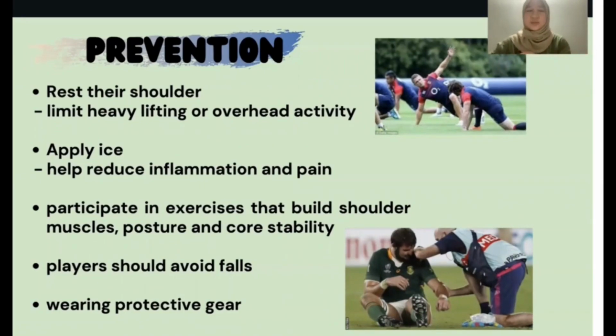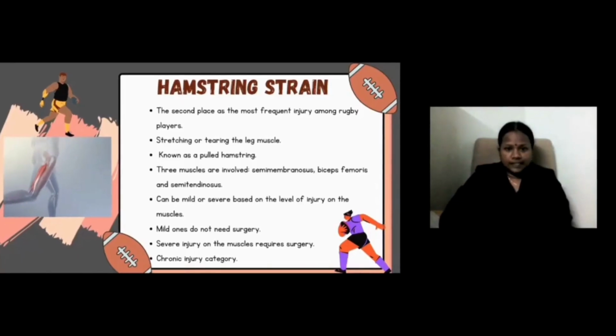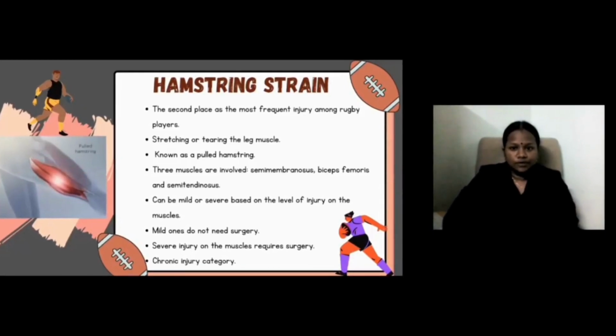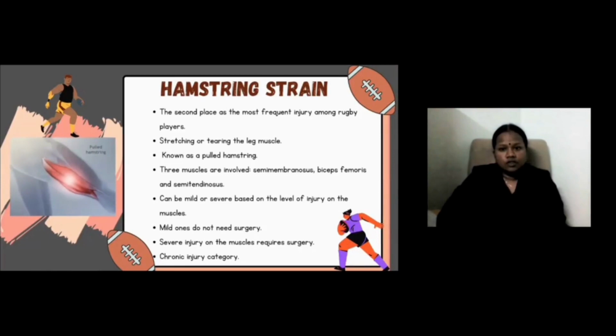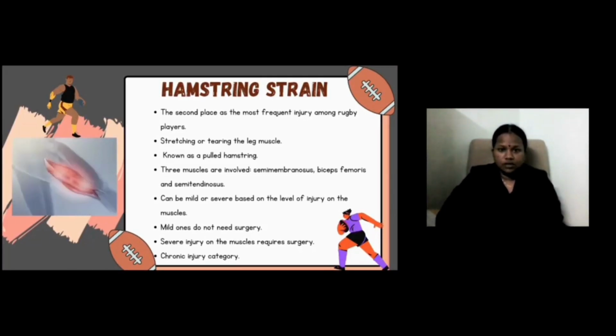Hello sir, my name is Sangeeta and I will be presenting about hamstring strain, also known as pulled hamstring. Hamstring strain is the second most common injury that happens among rugby players. It is defined as stretching or tearing of the leg muscles. Three muscles are involved in this hamstring strain: semimembranosus, biceps femoris, and semitendinosus. Hamstring strain can be mild or severe.